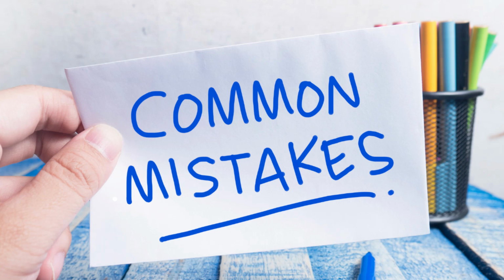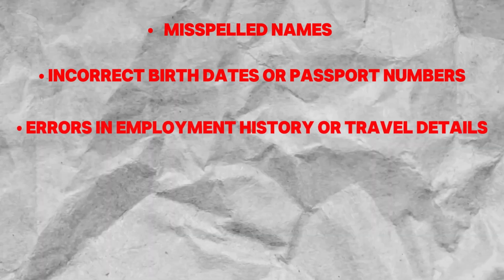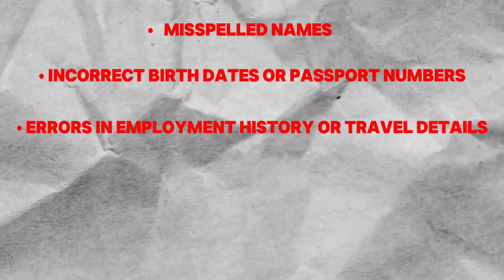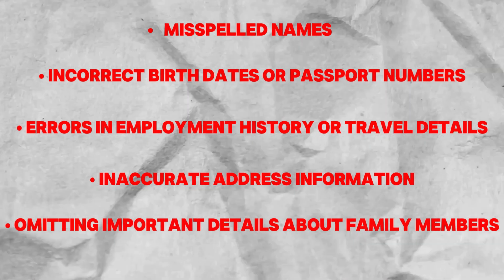Mistakes on the DS-260 form can range from minor errors, like typos or wrong dates, to more significant issues such as incorrect family information. Those mistakes can be misspelled names, incorrect birth dates or passport numbers, errors in employment history or travel details, inaccurate address information, or omitting important details about family members. These mistakes can lead to delays in your visa process or, worse, denial of your application. Therefore, correcting any errors is important for the smooth progression of your case.